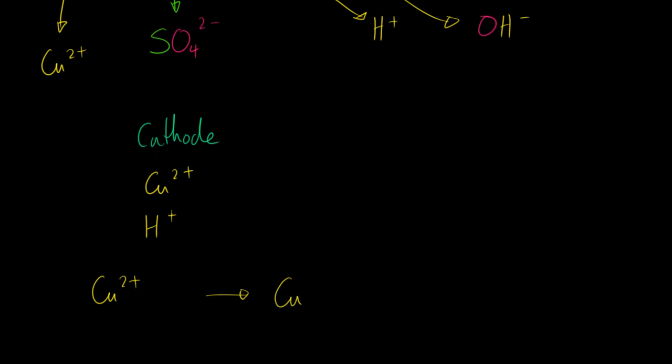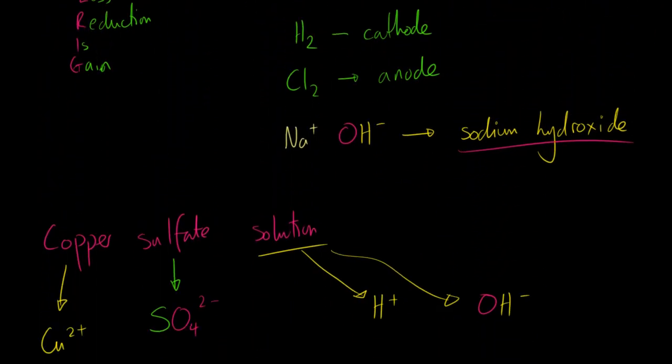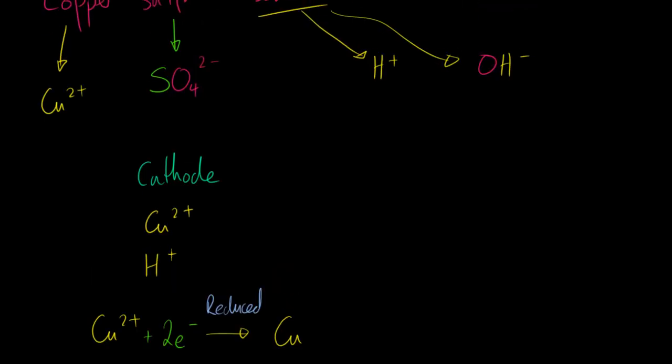So it's forming Cu. How's it doing that? Well, it's going to pick up a couple of electrons to become neutrally charged. What sort of reaction is that? Well, it's gaining electrons, so that is reduction is gain, that is being reduced. At the anode, what's going on? I've got my SO4 2- heading over to the positive electrode, and then I have my OH- heading over there as well. What's going to happen?